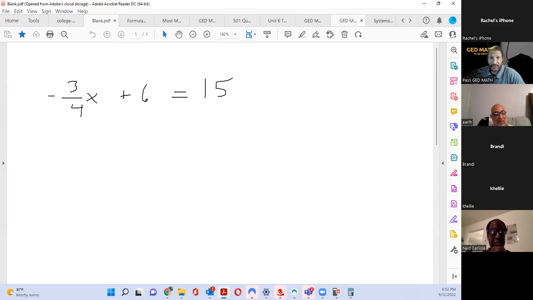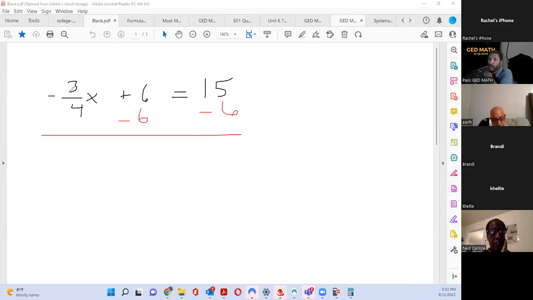All right, so I'm going to change my color to red, first of all. Minus 3/4 X plus 6 equal to 15. Can anybody tell me the first step that I'm going to do to solve for X? Subtract 6 from both sides.